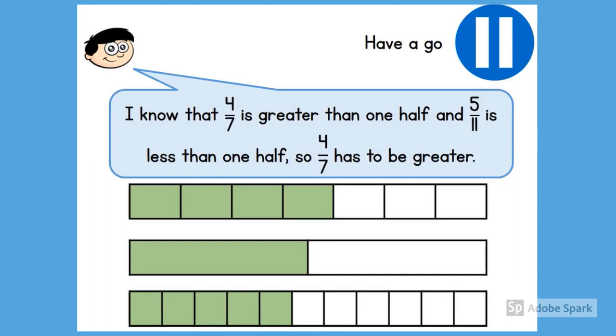So what Dexter said that he does is he compares the fractions to 1/2. He said that 4/7 was greater than 1/2, and he's right. 3/7 would be less. He also said that 5/11 was less than 1/2, and he's correct because 6/11 would be greater. So he always compares the fractions to 1/2.